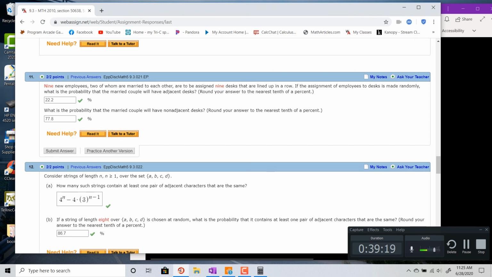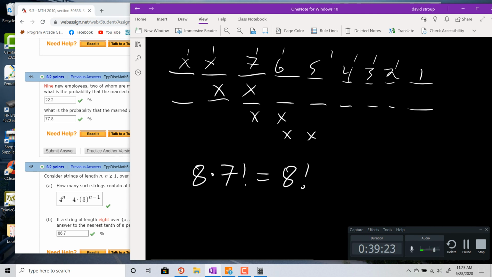They want to know the probability. If it's random, what's the probability they'll be sitting next to each other like that? Well, that's just this 8 factorial, the number of ways they could be sitting next to each other, divided by the total possible number of ways they could be sitting, which seems like that should be 9 factorial. I think.